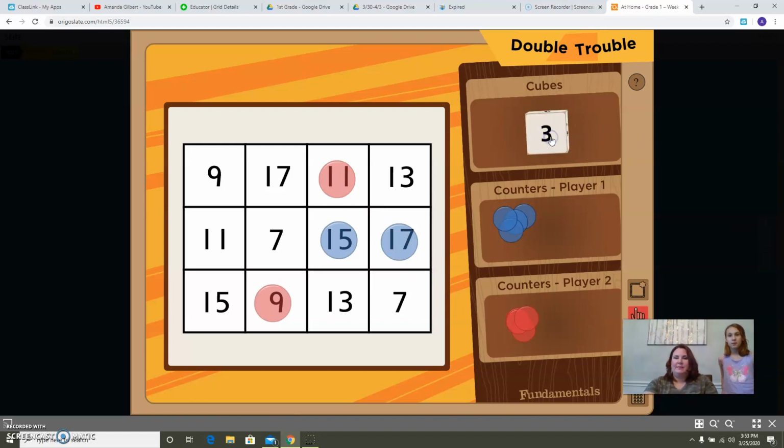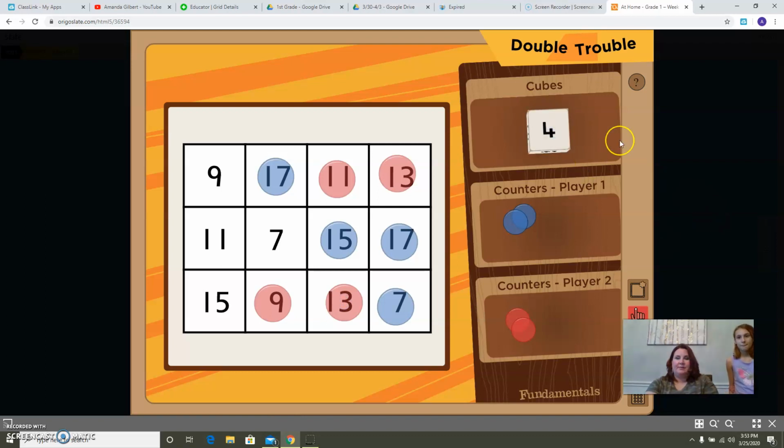All right, Leah? 7. 3 plus 3 is 6, plus one more is 7. Good job. My turn. 6. Okay, 6 plus 6 is 12, plus one more is 13. Boom. All right, Leah. 17. Okay, so 8 plus 8 is 16, plus one more is 17. Correct. My turn. 6 plus 6 is 12, plus one more is 13.